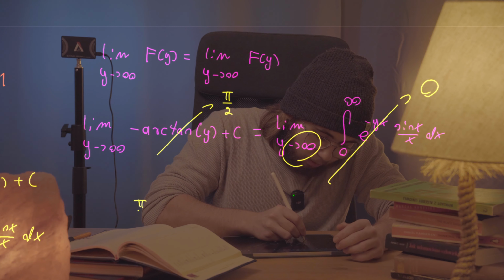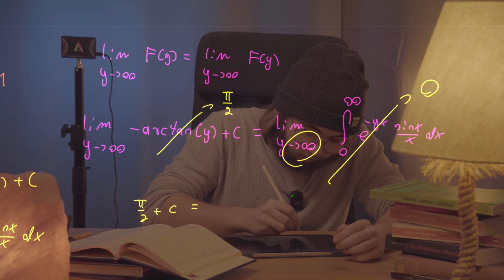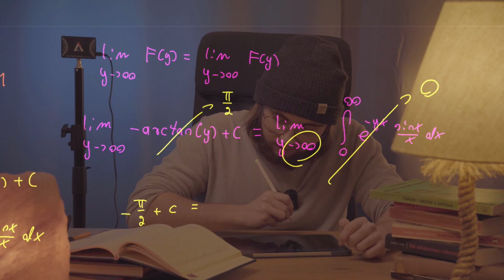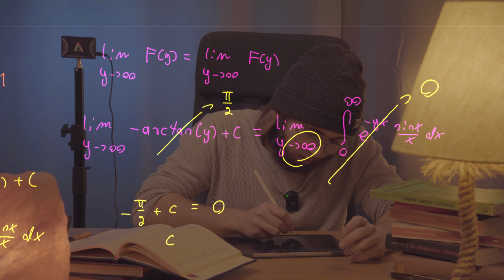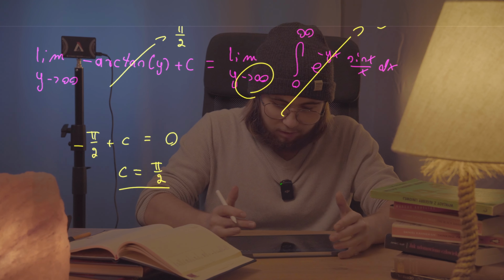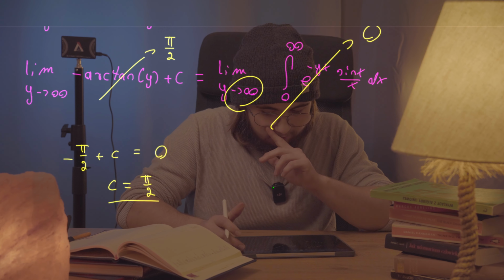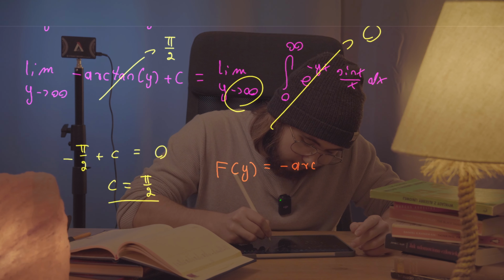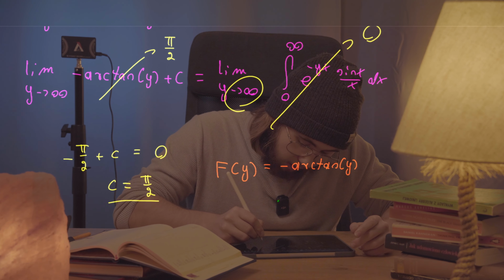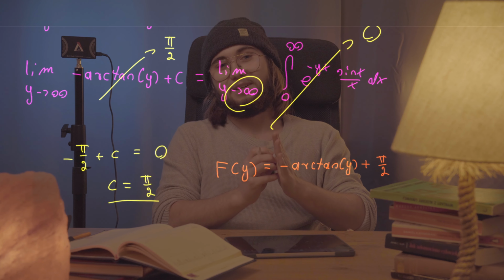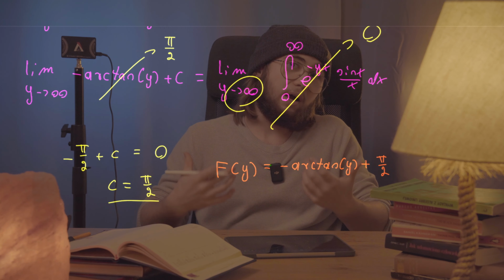So this entire thing is going to 0. And so we get that pi over 2, because it was a negative arctangent, plus our constant c is going to be equal to 0. And so our constant we're looking for is going to be equal to a half of pi. That's absolutely awesome, because now we've got almost the final answer. So our f of y is equal to the negative arctangent of y plus pi over 2.